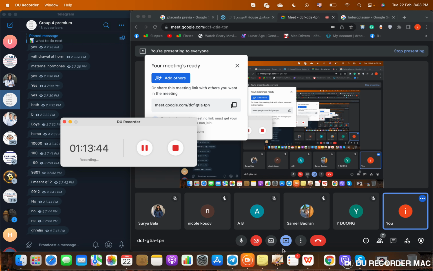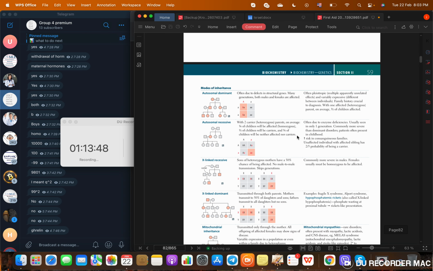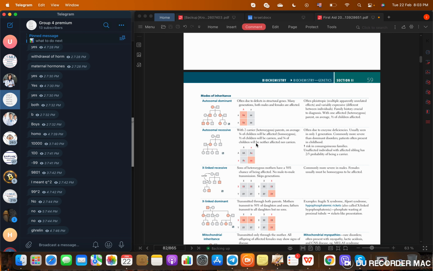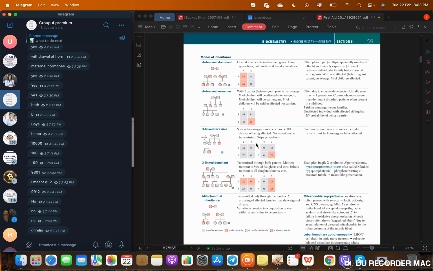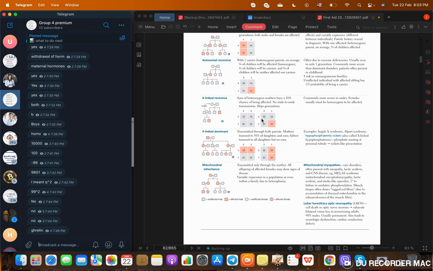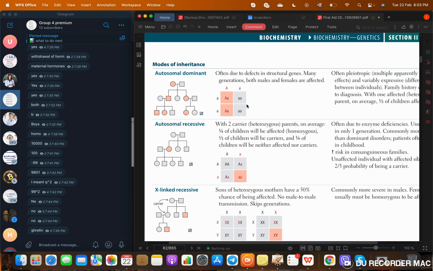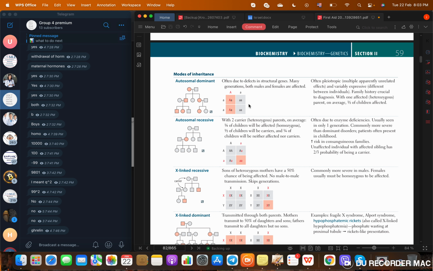Okay, so let's take a look. The next thing we are going to speak about is the autosomal dominant, autosomal recessive, X-linked dominant, X-linked recessive, and mitochondrial disease. So, starting with the autosomal dominant disease. Autosomal dominant disease goes something like this.